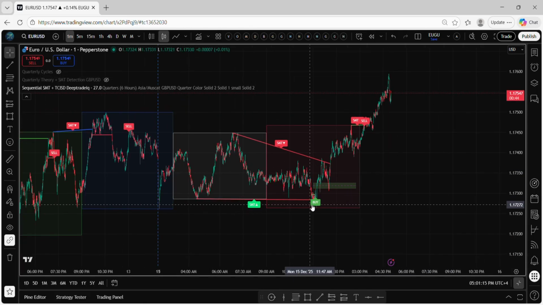But also risky. On M1, there is a lot of noise and a lot of manipulation on the lower time frames. M15 is also a lower time frame, but when it aligns with the higher time frame sequential SMTs, it will give you a value.